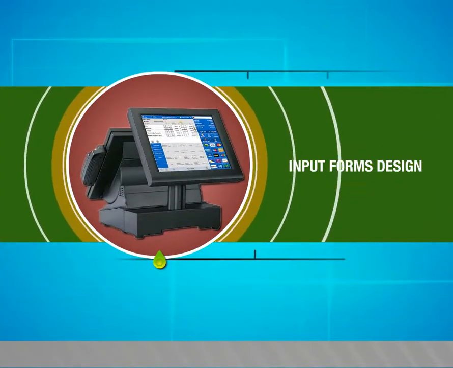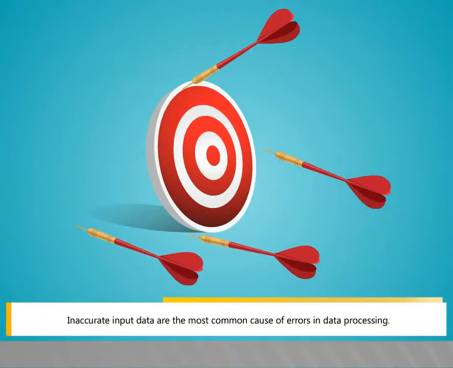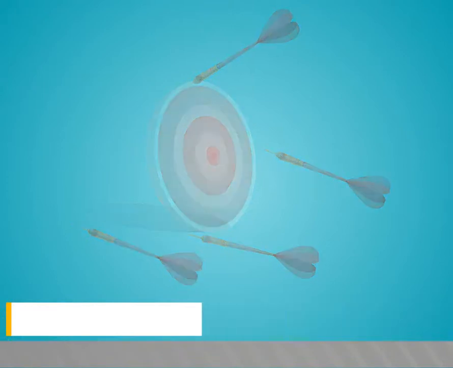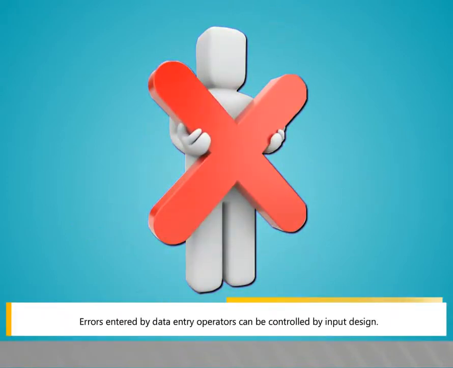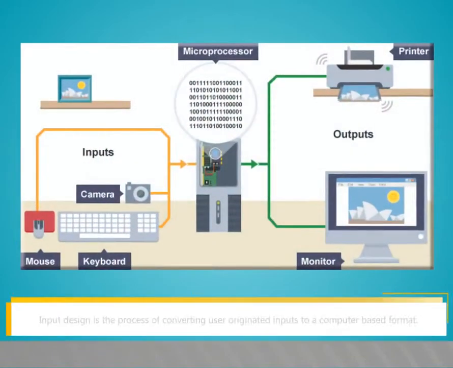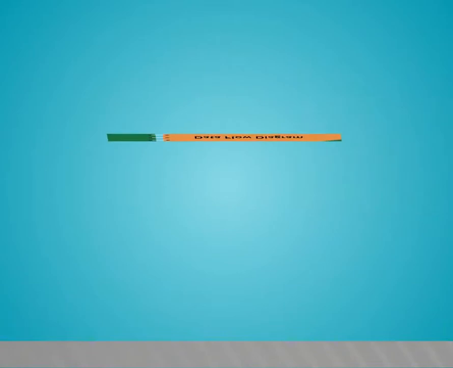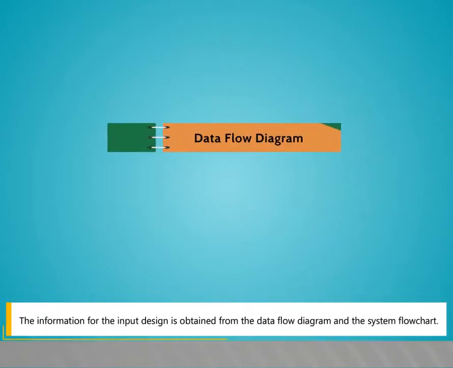Input forms design. In this video, we are going to see about input forms design. Inaccurate input data are the most common cause of errors in data processing. Errors entered by data entry operators can be controlled by input design. Input design is a process of converting user-originated inputs to a computer-based format. The information for the input design is obtained from the data flow diagram and the system flowchart.